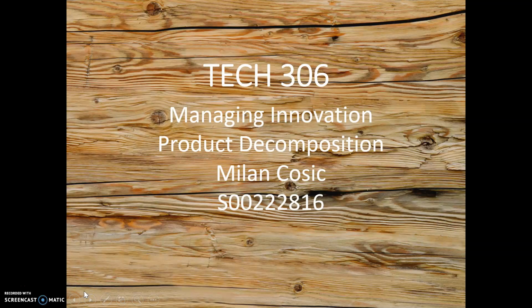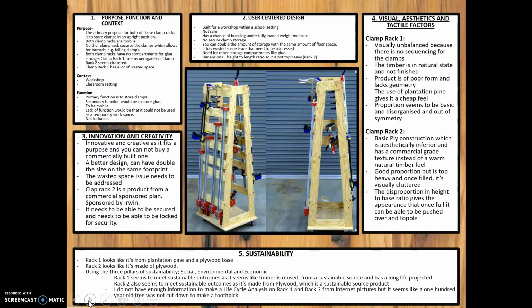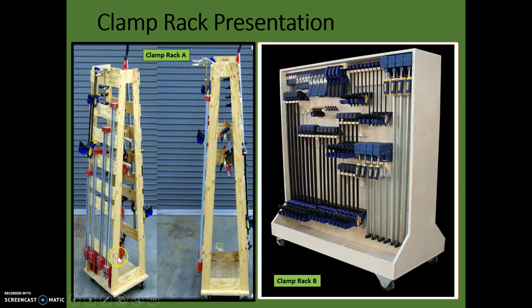Hi all, my presentation today is about a clamp rack. The clamp racks we have here are clamp rack A and clamp rack B. Both of these clamp racks were used in my decomposition because they're not a commercial product, they're a needs-based product, a specific needs-based product. This product can be made better.